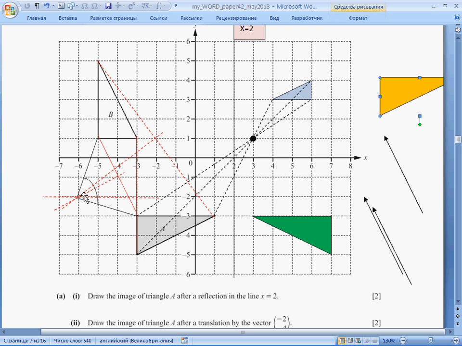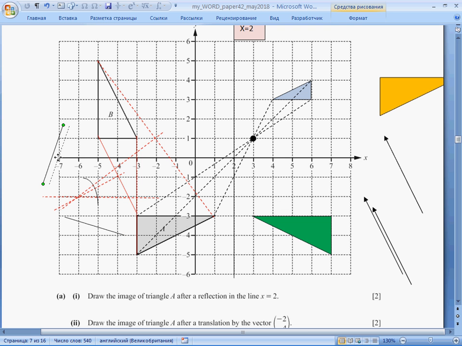So this is the perpendicular bisector. Then this point and this point, this is the perpendicular bisector, and this point and this point, this will be the perpendicular bisector. So all of them intersect at the point (-6, 2), and to find by which angle we have rotated, we should draw these radii.